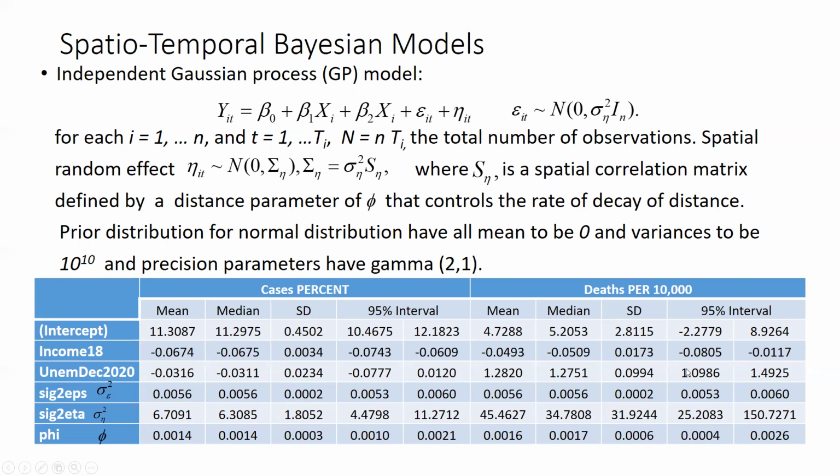Now for the death count model here, both median household income and unemployment rate were significant based on the 95% confidence interval. Again, the household income is negatively related to the death count. Higher income, lower death count. And the unemployment rate is positively associated with death count. Higher unemployment rate and higher death count.